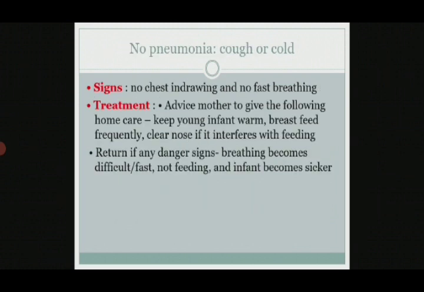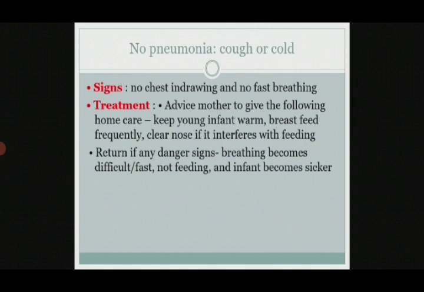Then, no pneumonia means simple cough or cold. What are signs? There is no chest indrawing, no fast breathing. Child has simple cough or cold, mild fever. What is the treatment? Again, mother is given advice about home care of an infant or child.